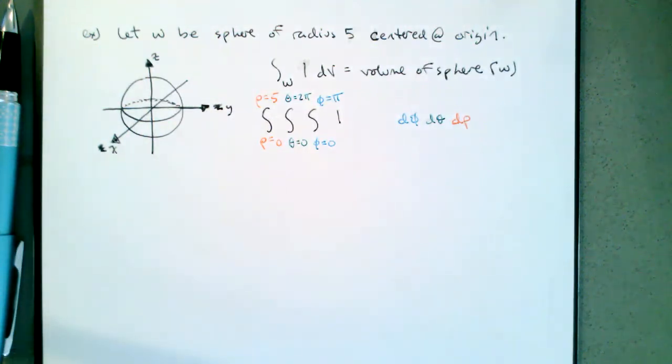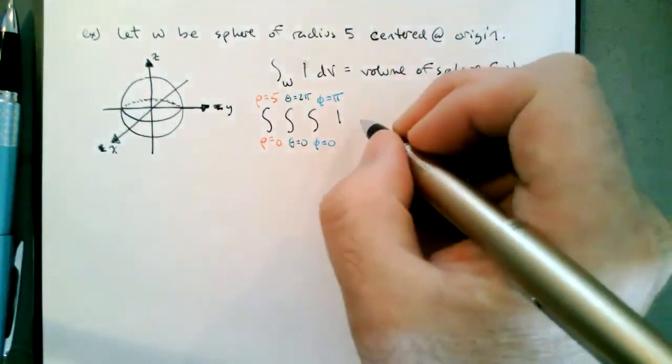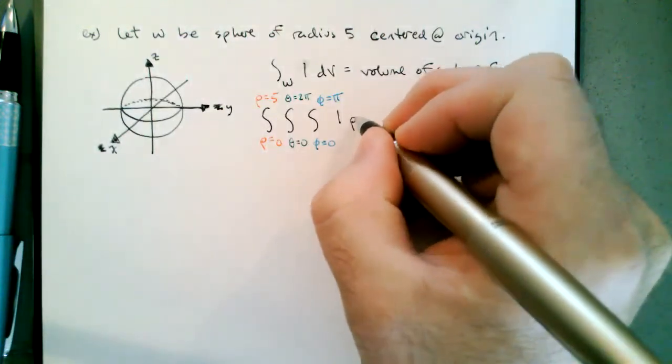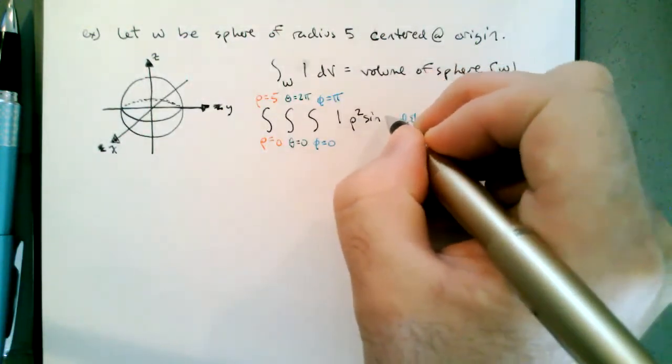I need one factor of rho to turn d phi into a length. I need rho sine of phi to turn d theta into a length. So here I'm going to have the rho squared sine phi.